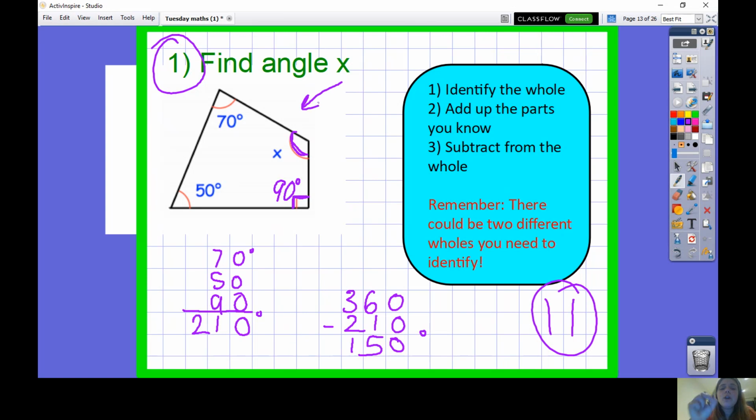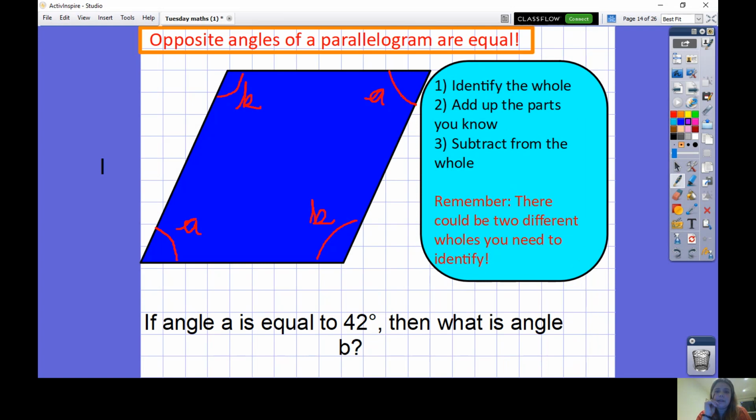Remember, these drawings are not drawn to scale. That's because we don't want you just to get a protractor out to measure the angles. We want you to specifically use this subtraction method. Well done if you got 150 degrees. There's one more fact that you need to know, and that is the opposite angles inside of a parallelogram are equal.